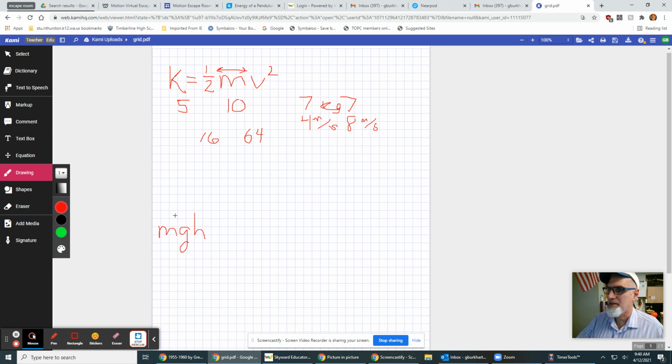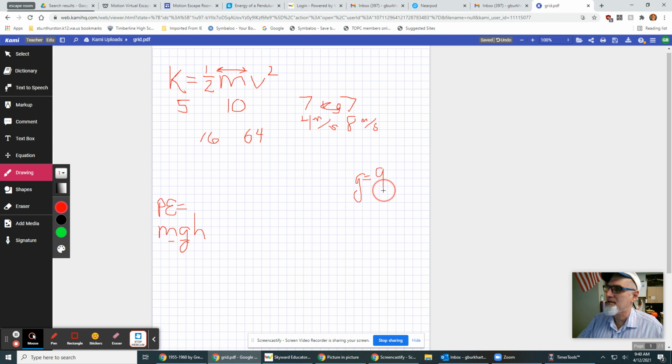This other formula down here is potential energy. I forgot to write potential energy. And that's equal to mgh. Mass, same as it was for kinetic energy. Gravity is little g, which is 9.8. Little g is 9.8 for this planet.